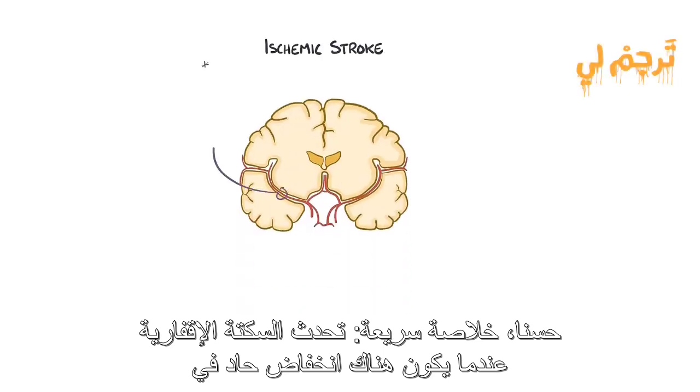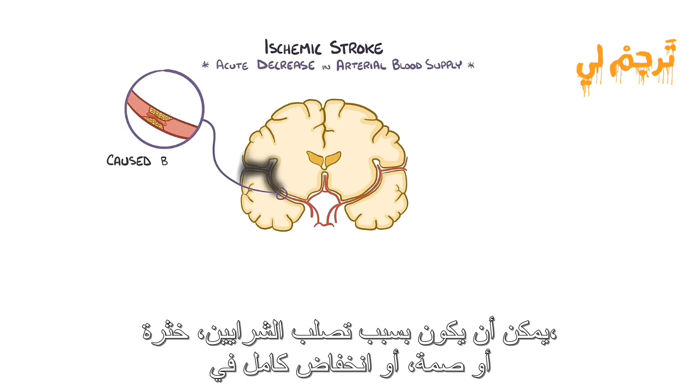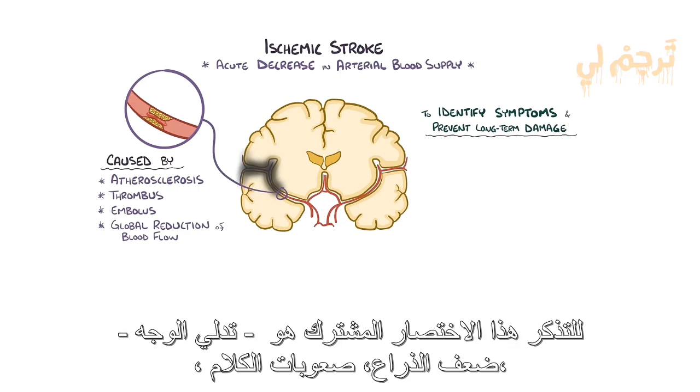Okay, as a quick recap, an ischemic stroke occurs when there is an acute decrease in the arterial blood supply. It can be due to atherosclerosis, a thrombus, or an embolus, or a global reduction in blood flow. The goal is to identify symptoms and reestablish blood flow to prevent long-term damage. To remember this, a common acronym is FAST: facial drooping, arm weakness, speech difficulties, and time.